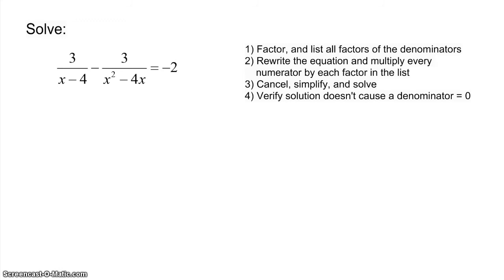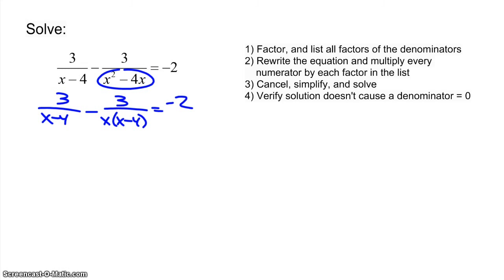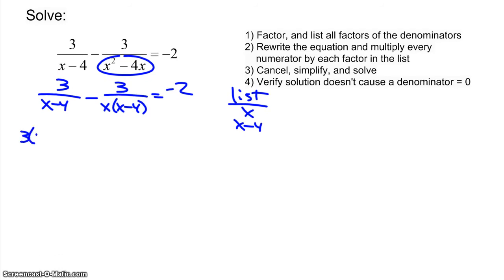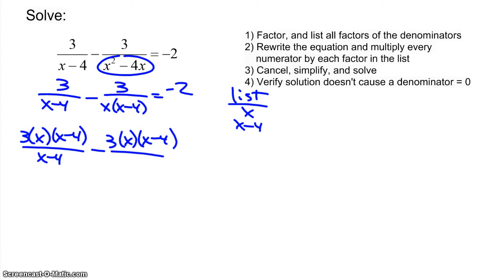What we're going to have to do is factor this expression before we start. So I've still got 3 over x minus 4, but now I've got 3, and I can take an x out of that expression, so I have x times x minus 4 equals negative 2. All right, so my list this time is going to consist of an x and an x minus 4. And not just numbers this time, I have x's. So same procedure though. I'm going to multiply every numerator by 1 of everything on the list. 3 times x minus 4 over x times x minus 4 equals negative 2 times x minus 4.